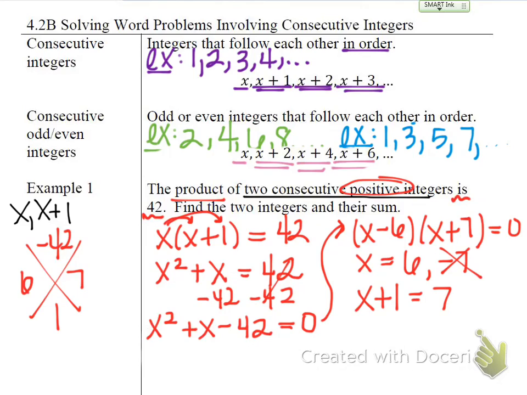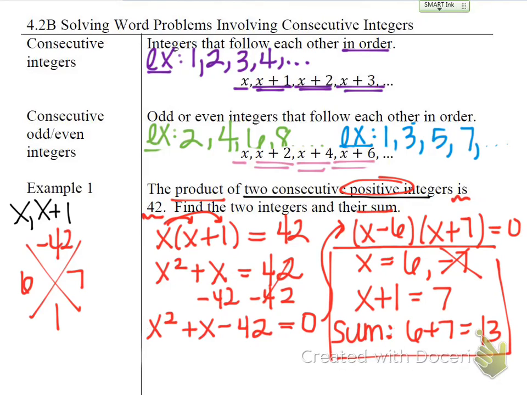And then the second part of the question asked me to find their sum. So the sum of these two numbers is 6 plus 7, which is what? 13. So you have to make sure that you're actually answering the whole question. So the answer to the question is, my two integers are 6 and 7. Their sum is 13.